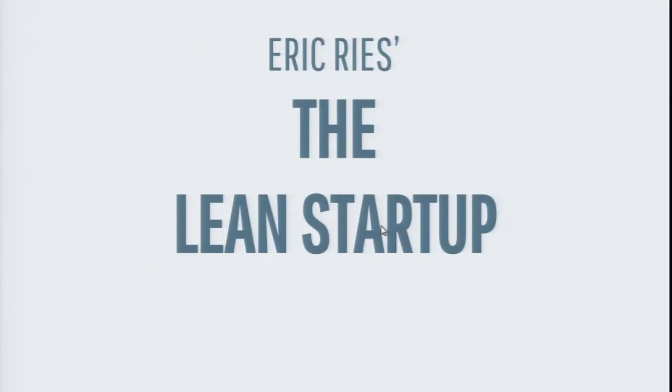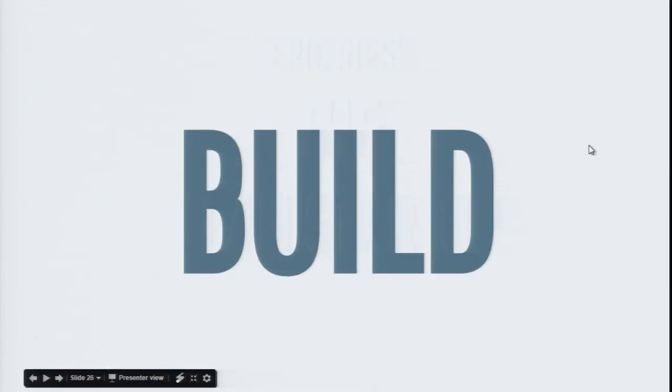Is anybody familiar with Eric Ries's book, The Lean Startup? Anybody? Okay, one person. In that book, Ries introduced the idea of building software as an iterative process in which you build something very quickly, called your MVP, and then you measure how well that performs, and then you learn from your mistakes, and then you start the process over and over again.